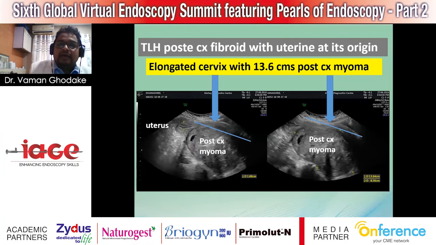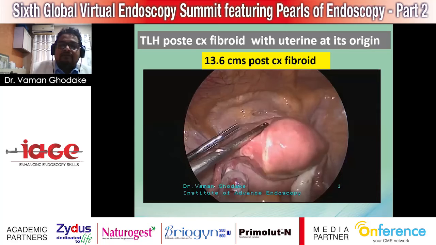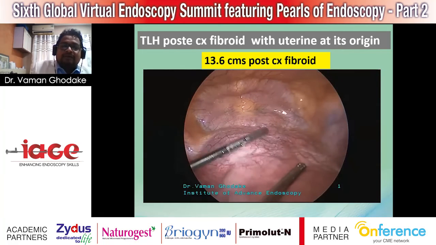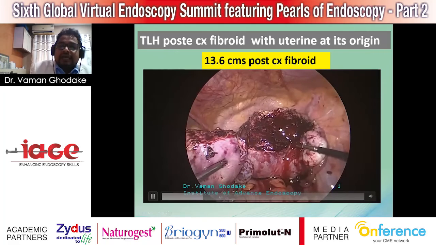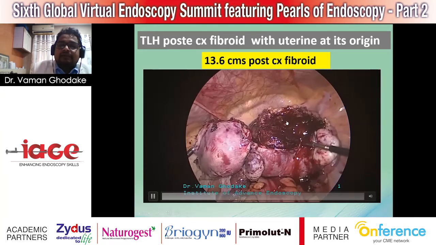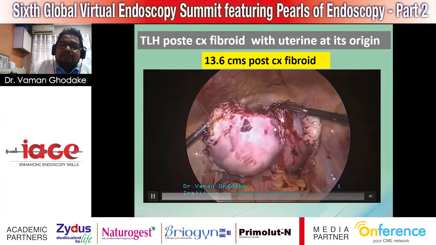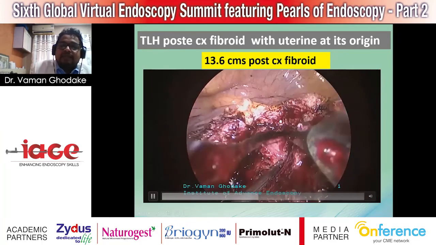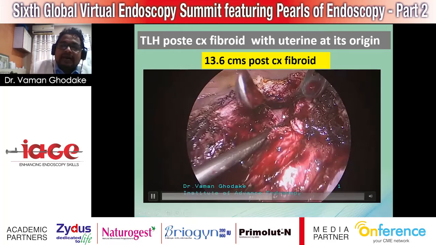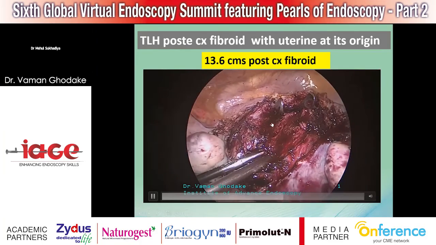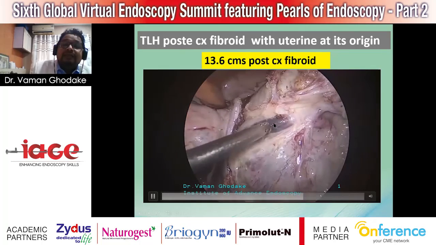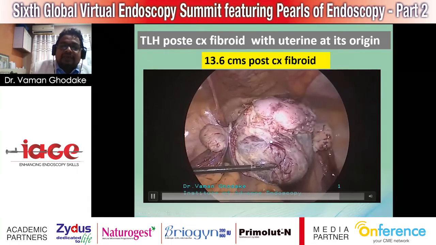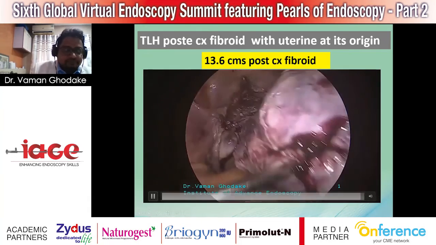If you see here again, a large, huge posterior cervical fibroid, the uterus is sitting like an iceberg at the top of the cervical myoma. We knocked out the uterus, and here you see the uterine manipulator is not sufficient, and this is the worm forceps. The length of the worm forceps is also finished there. This is the internal os, and the complete large myoma is there. You can see the vascular engorgement, but still we have a very clean, nice field, because we have clipped the vessels at their origin.